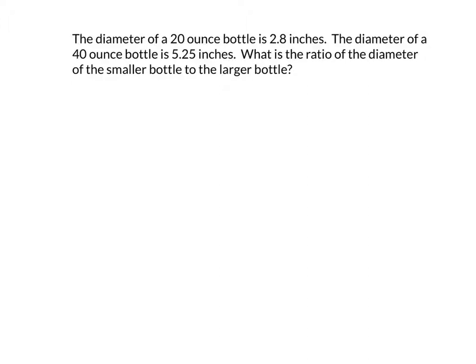Here's another example. The diameter of a 20-ounce bottle is 2.8 inches. The diameter of a 40-ounce bottle is 5.25 inches. What is the ratio of the diameter of the smaller bottle to the larger bottle? If I wanted to go through and do this, I would just put in the information that I have. I'm comparing the smaller diameter to the larger, so it would be 2.8 to 5.25. But once again, I can't have decimals as part of my fractions, so I need to do one of two different things.